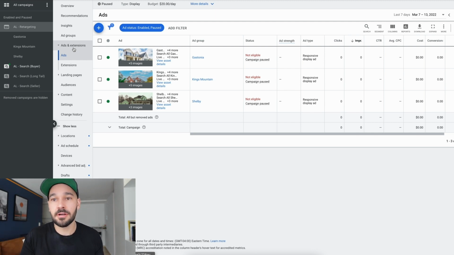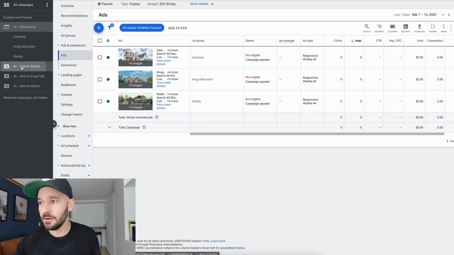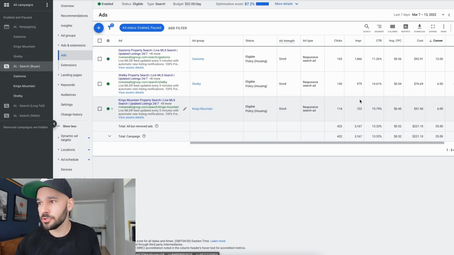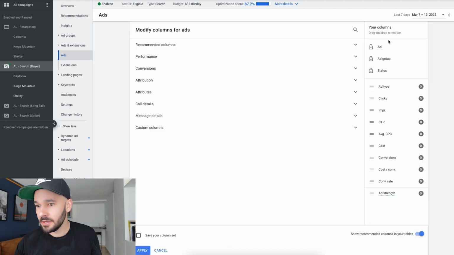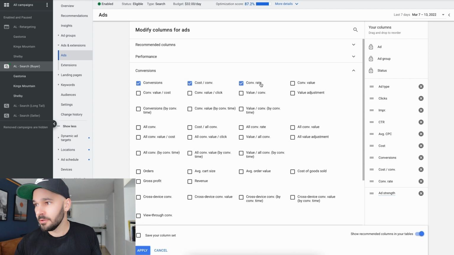Now, the reason retargeting is important is because when you're looking at conversion rates, right? When you're looking at an actual conversion rate, I've got to add this to the column here, give me a second. Oh, there it is. It was just to the right.